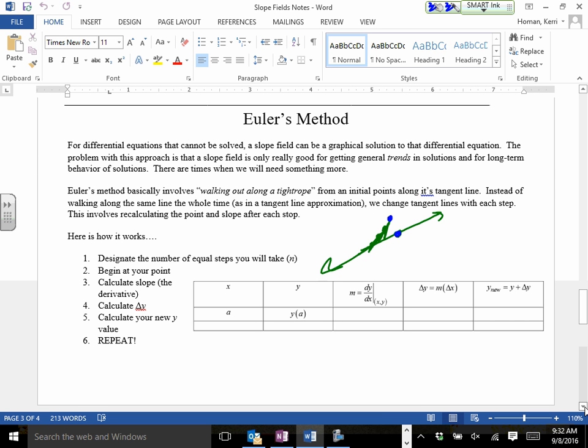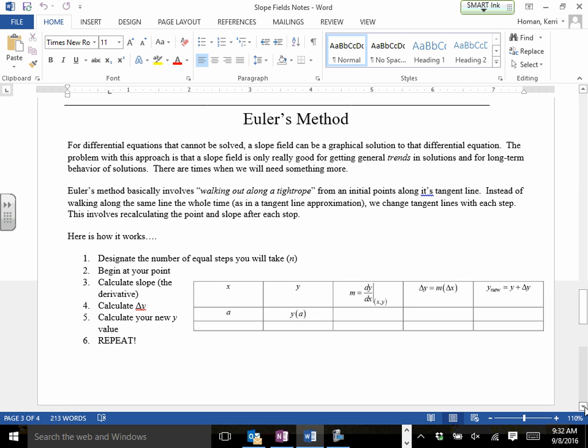Okay, so that's what Euler's method is going to do. It's going to be more accurate than just the tangent line equation. But it is going to take some calculations after calculations after calculations, so you will need your calculator. And this is what we're going to do.